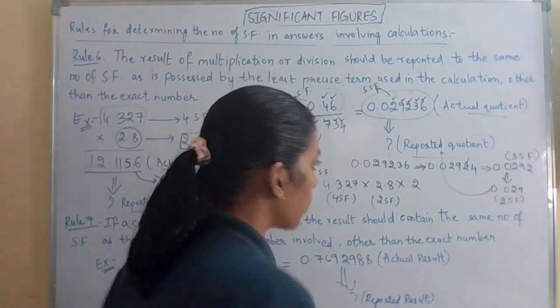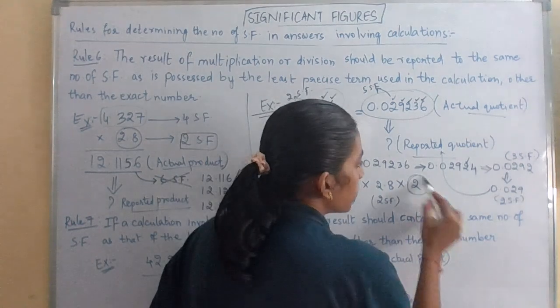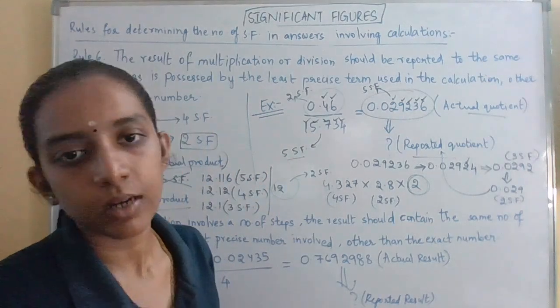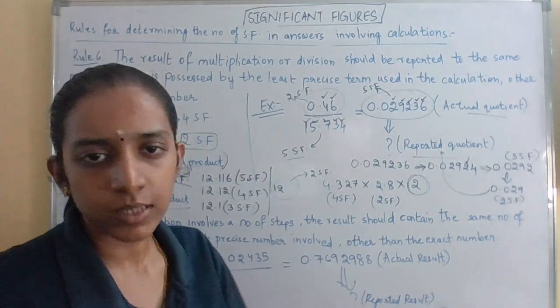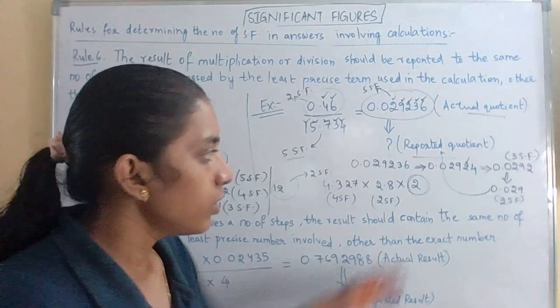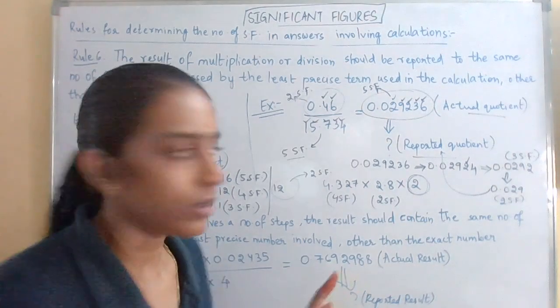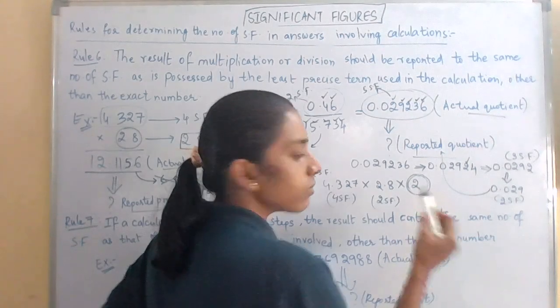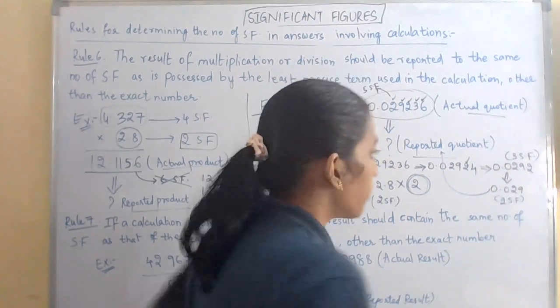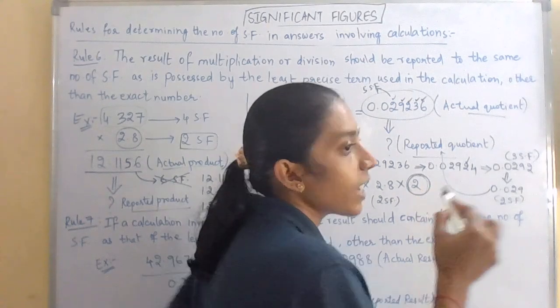No. Why? Because this is an exact number. Only if we are taking it in a measurement way can we write it as one significant figure. Measurements mean like 2 centimeters, 2 grams. Then you can write it as one significant figure. The number of significant figures in 2 is 1 if at all we are considering it as a measurement. But here this 2 is an exact number.